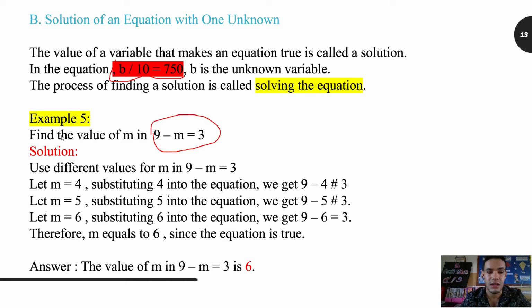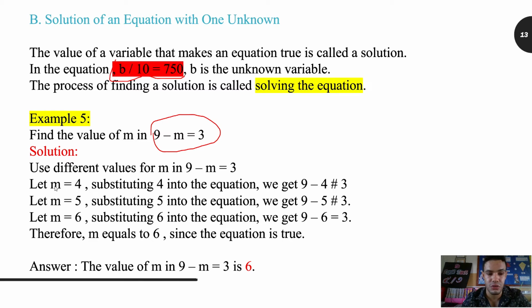To find the value, we're going to give m a random value to guess, then substitute it in the equation, and see if it is right. If it is right, true, we're going to keep it. If it is wrong, we're going to change to another one.